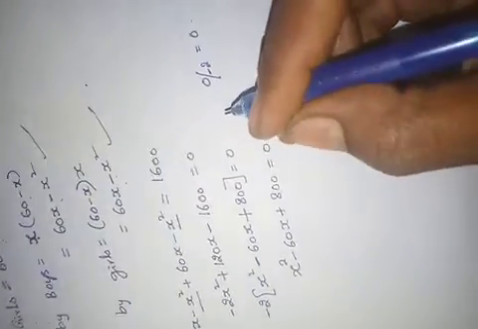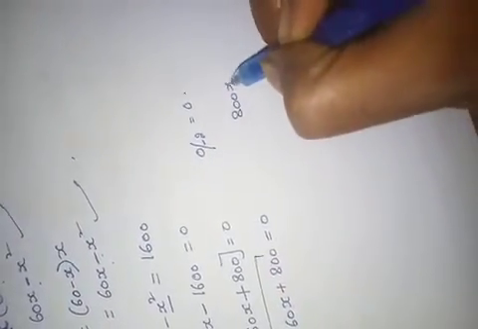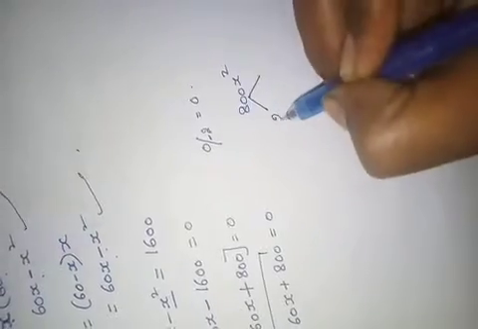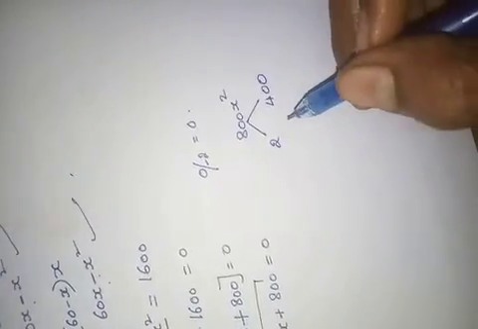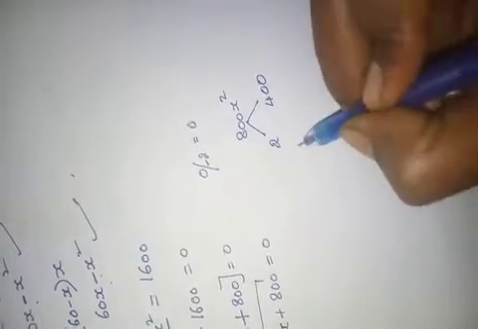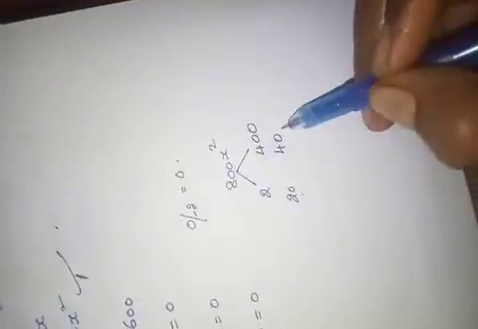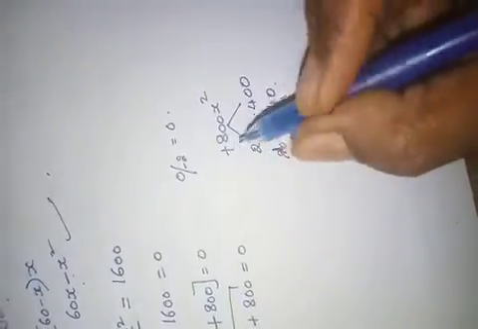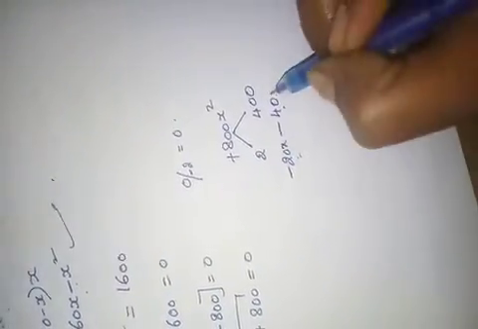Now take the factors here. For first term and last term, 800 x square. 2 4s are 400. See here, if I send 1 to here, 20 into 40. 20 into 40 how much? 800. I want 60. 20 plus 40? 60. So what is the symbol here? Plus. So I have to keep plus for both or minus for both. What is the symbol here? Minus. So keep the minus symbol for both.